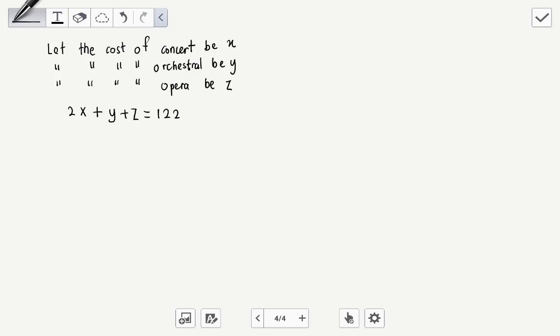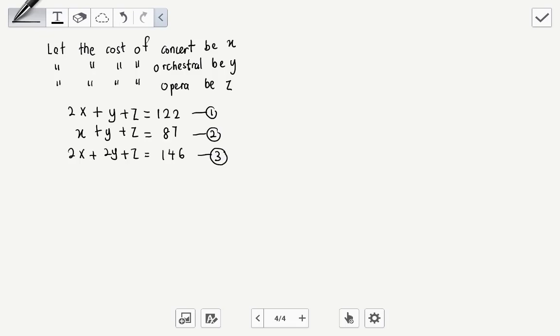Next we go to Bob. Bob bought 1 ticket for each show, so that would be X plus Y plus Z, and the total cost for Bob is 87. Whereas Ravi bought 2 concert, 2 orchestral and 1 opera, and the total cost for Ravi is 146. So we have answered the first part of the question: represent this information in the form of 3 equations. This is your equation 1, this is your equation 2 and this is your equation 3.